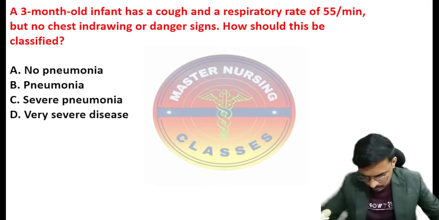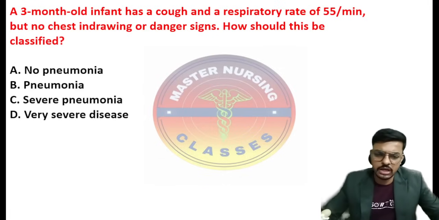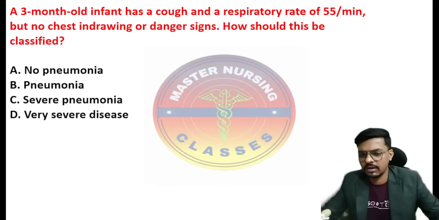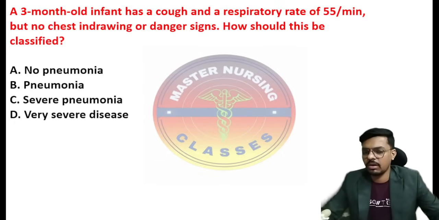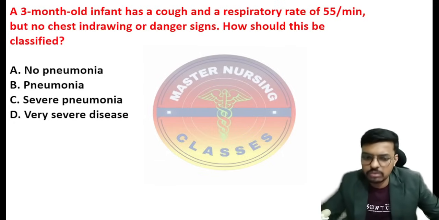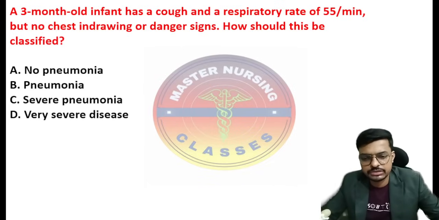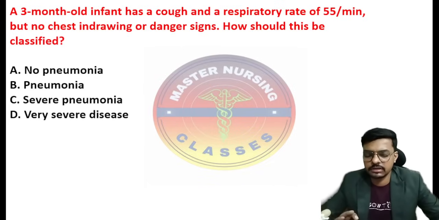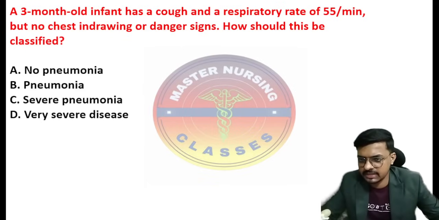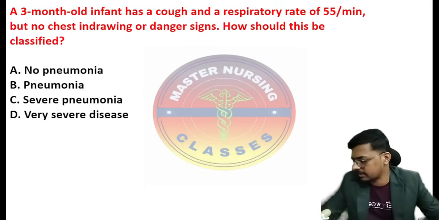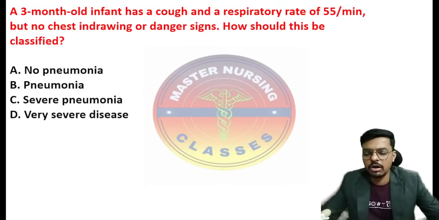A 3 months old infant has cough and a respiratory rate of 55 per minute, but there is no chest indrawing and no danger sign. How should this be classified? Option A, no pneumonia. Option B, pneumonia. Option C, severe pneumonia. Option D, very severe pneumonia.